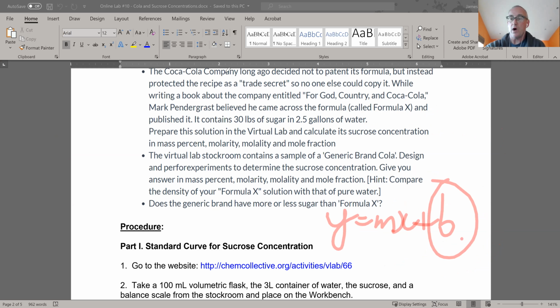B should be 1, as we've mentioned, because at 0 amount of sugar, your density is 1. So that should be the y-intercept. And then you can figure out all the concentrations from the densities.